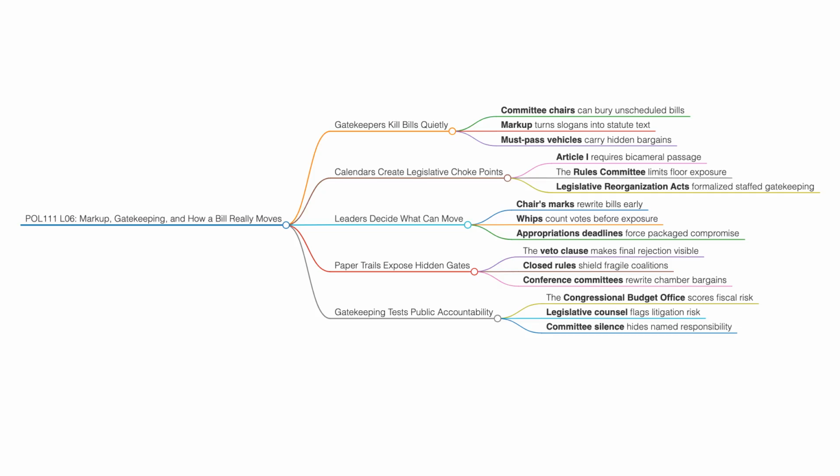Article 1, Section 7 provides the outer skeleton. A bill must pass both chambers and go to the president. A veto can send it back. Two-thirds of each chamber can override. That is the constitutional minimum. From the early republic forward, though, Congress developed internal procedures because 535 members cannot write coherent statutes through floor chaos alone. Committees emerged because specialization became unavoidable.